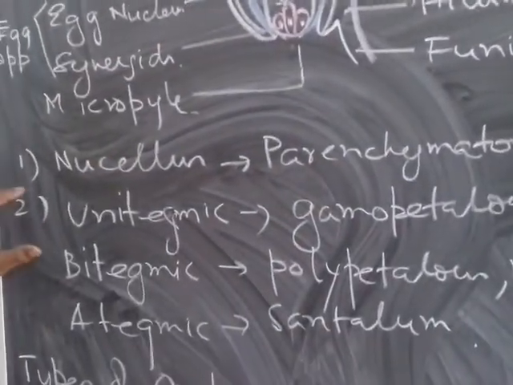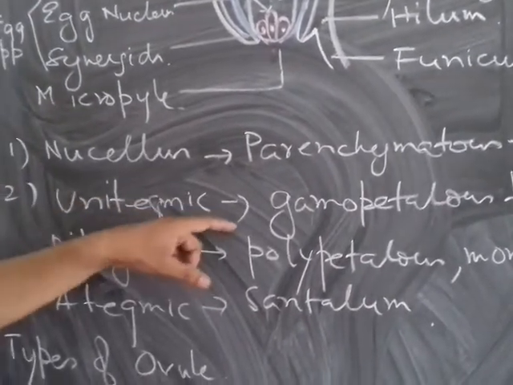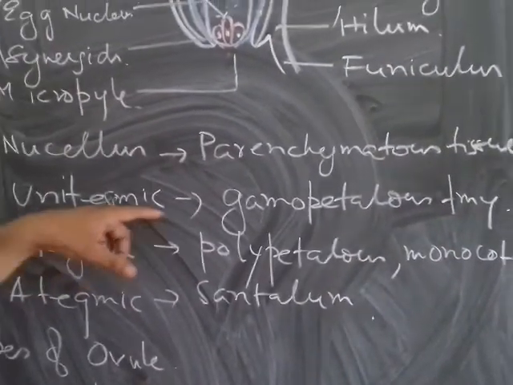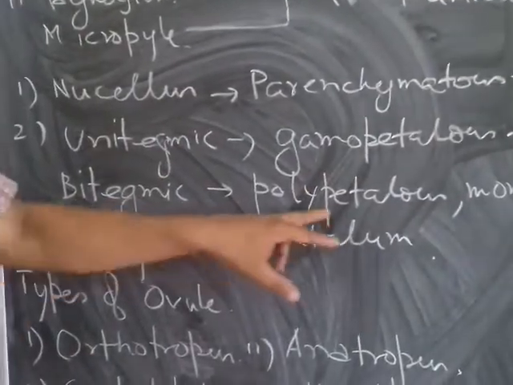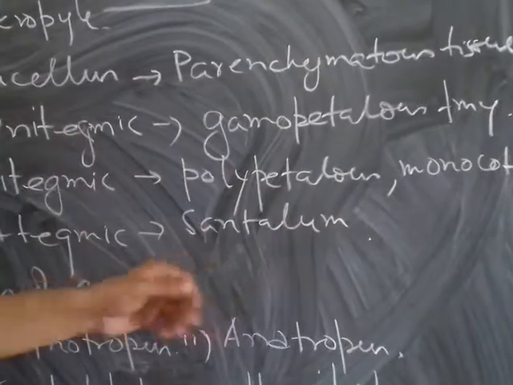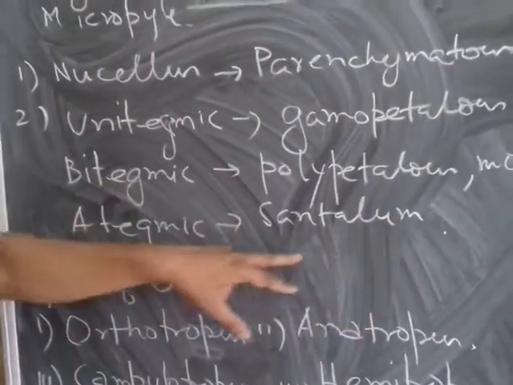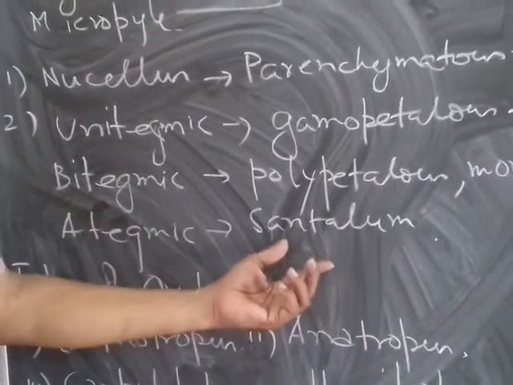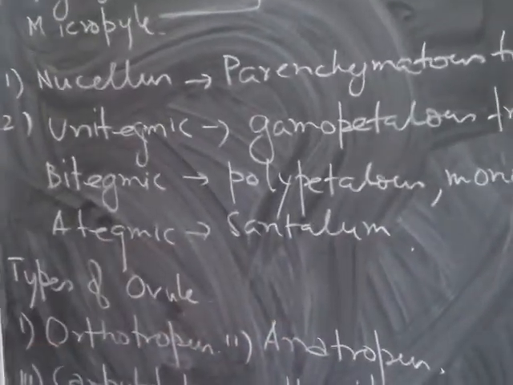I was telling you about the single integument, or unitegmic plants, having a single seed coat. You usually find them in the gamopetalous families. Bitegmic ovules we find in polypetalous and monocot plants, which have double integuments. And ategmic ovules are found in Santalum, the plant from which we get sandalwood.